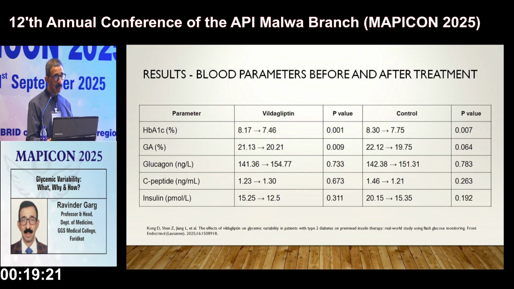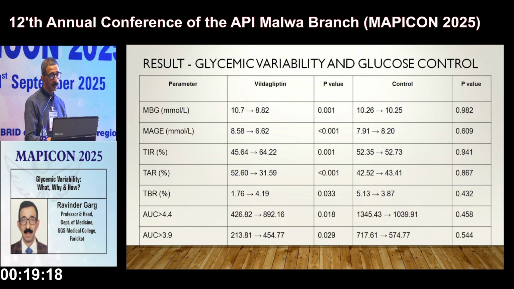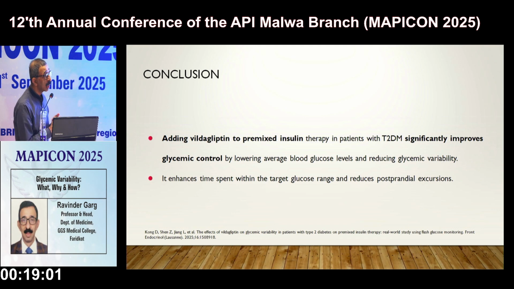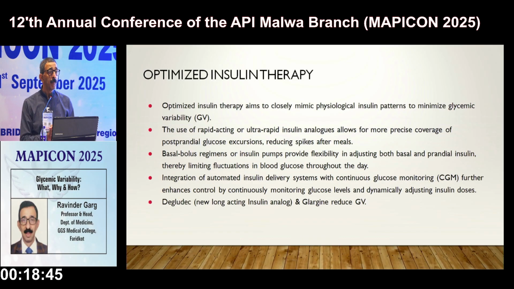Very interesting result. All these parameters were studied: MAGE, MBG, TIR, time below range, everything. So vildagliptin significantly reduced all those metrics, controlled very nicely with vildagliptin. So the end result was that adding vildagliptin to patients who are on insulin significantly improves glycemic variability. And not only that, you can decrease the dose of insulin also if the patient is put on add-on therapy with vildagliptin.